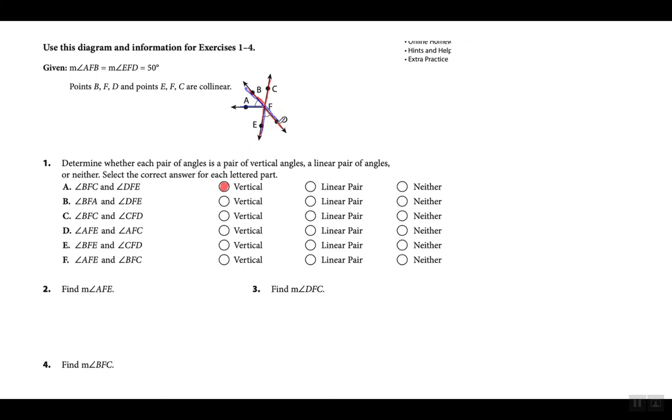BFA and DFE, those are neither, because they're not vertical and they are not linear. So they're neither. And yes, you're going to have some answers that are neither. Okay, esos son ninguno. No son ni vertical ni un par linear.